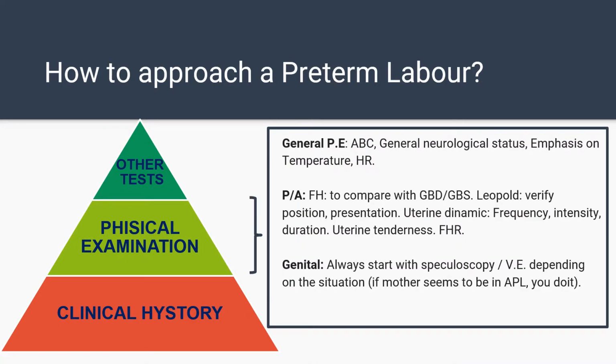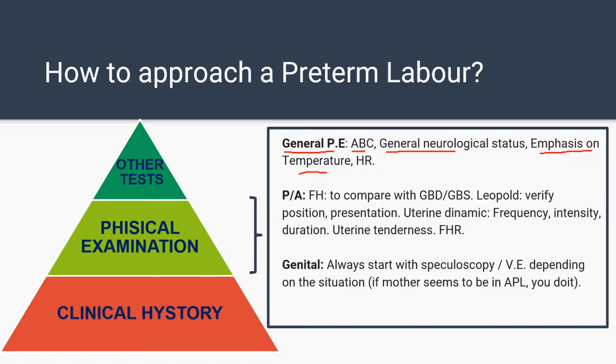The physical examination is the second part, the second chapter of this systematic approach. Here we need to focus on the general exam first, checking the ABC. Of course, the mother, I think, will be very good. General neurological status, only to rule out other things, because the mother maybe is consulting because of preeclampsia or something. It's important to always start with the general examination.